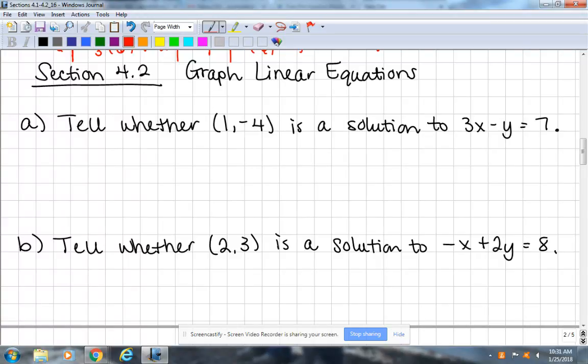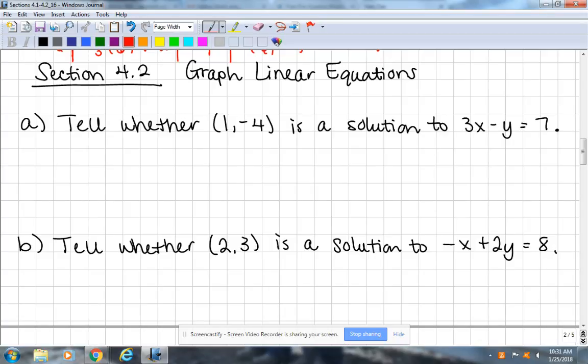If an ordered pair is a solution to a linear equation, what is a linear equation? What does a linear equation make? A line, right? Thus the name linear. It has the word line at the very beginning of it. A linear equation makes a line. So this right here is a line.